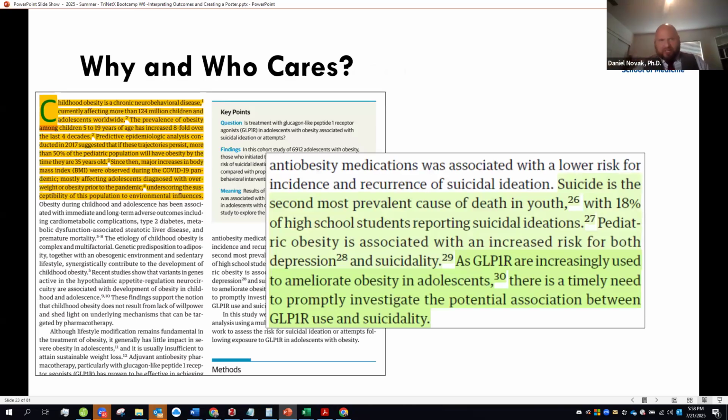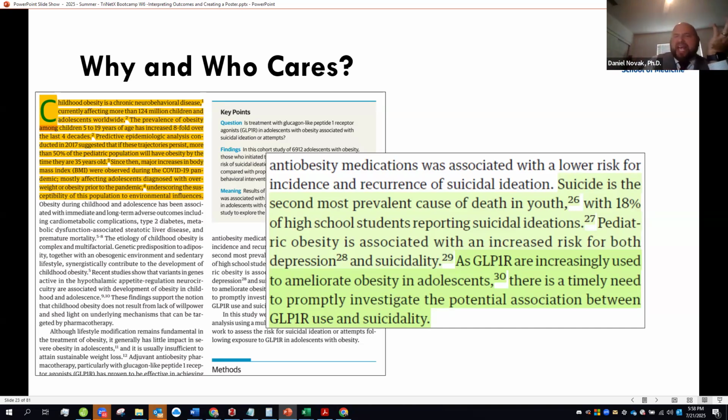You can see here the study in that orange section up at the top, the very beginning of this article, they do a fantastic job of saying why this matters, right? Suicide is the second most prevalent cause of death in youth, with 18% of high school students reporting suicidal ideations. Pediatric obesity is associated with increased risk for both depression and suicidality. Well, that's a really compelling rationale for this, right? It's really important to do this research because of the twin risks associated here.